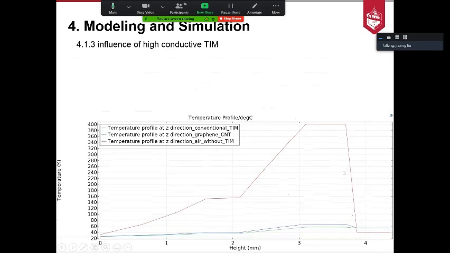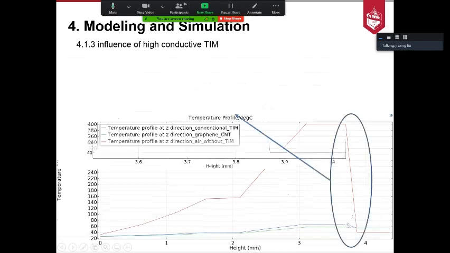So just as I mentioned before, if there is only air between the surfaces, the temperature will become so high that the local point will become a heat spot, and it will lead to the heat failure of the device. So it is not acceptable. And after that, we come to the TIM, and we will have a zoom view.